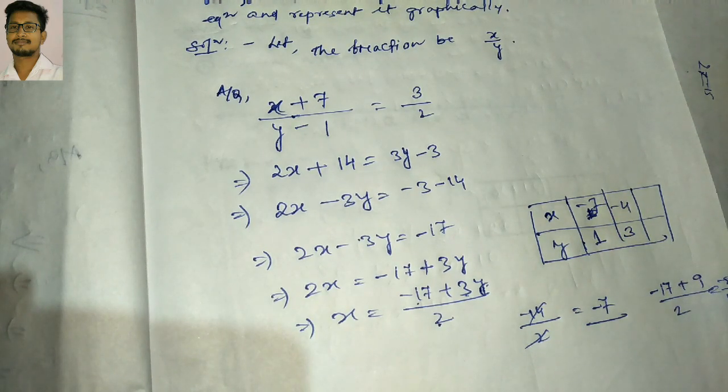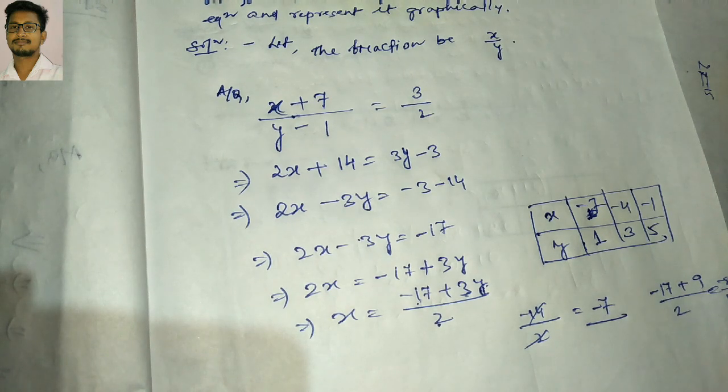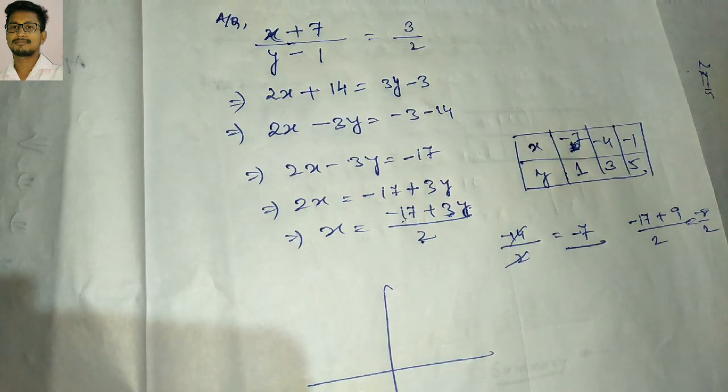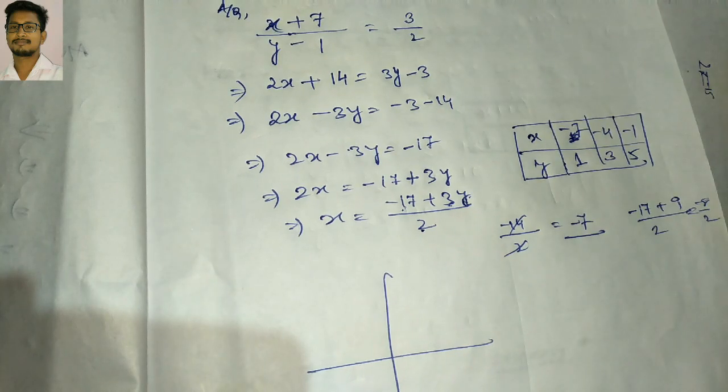Again we can take 5 now. Done. So 3 fives are 15. So minus 17 plus 15 means minus 2. Minus 2 by 2 means it's minus 1. After that you plot these points, and you will get the required graph. Okay, we continue this question also. So like this you can solve this exercise 4.3.